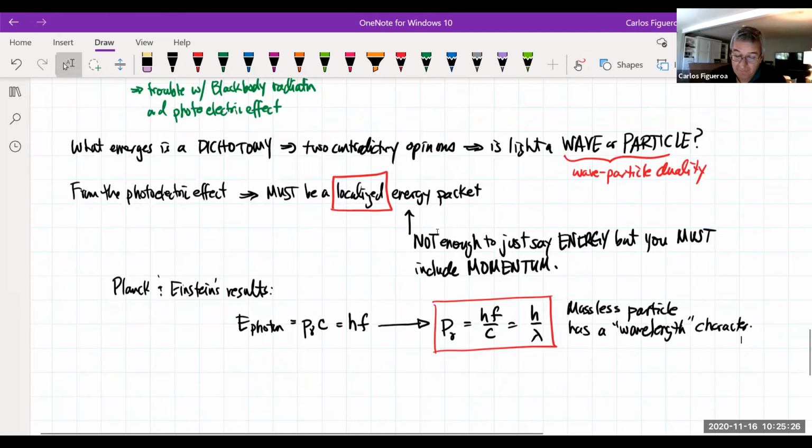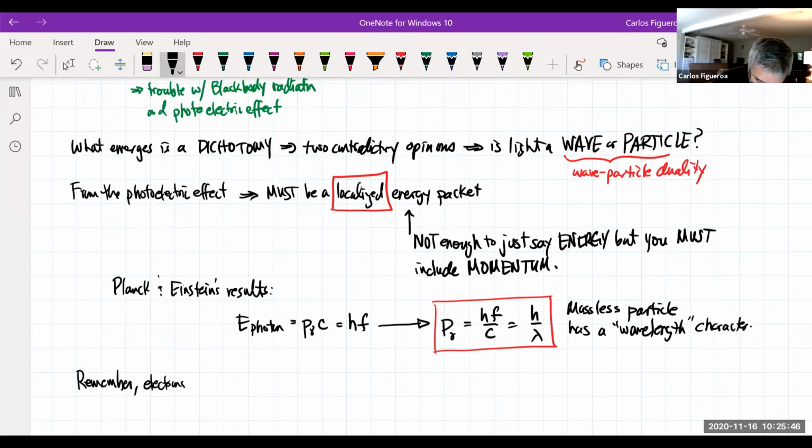So what I want to do here is keep talking about what we know. And I want to remind you, remember, electrons do not absorb photons. I don't care what online says. Okay? I don't care what online says.